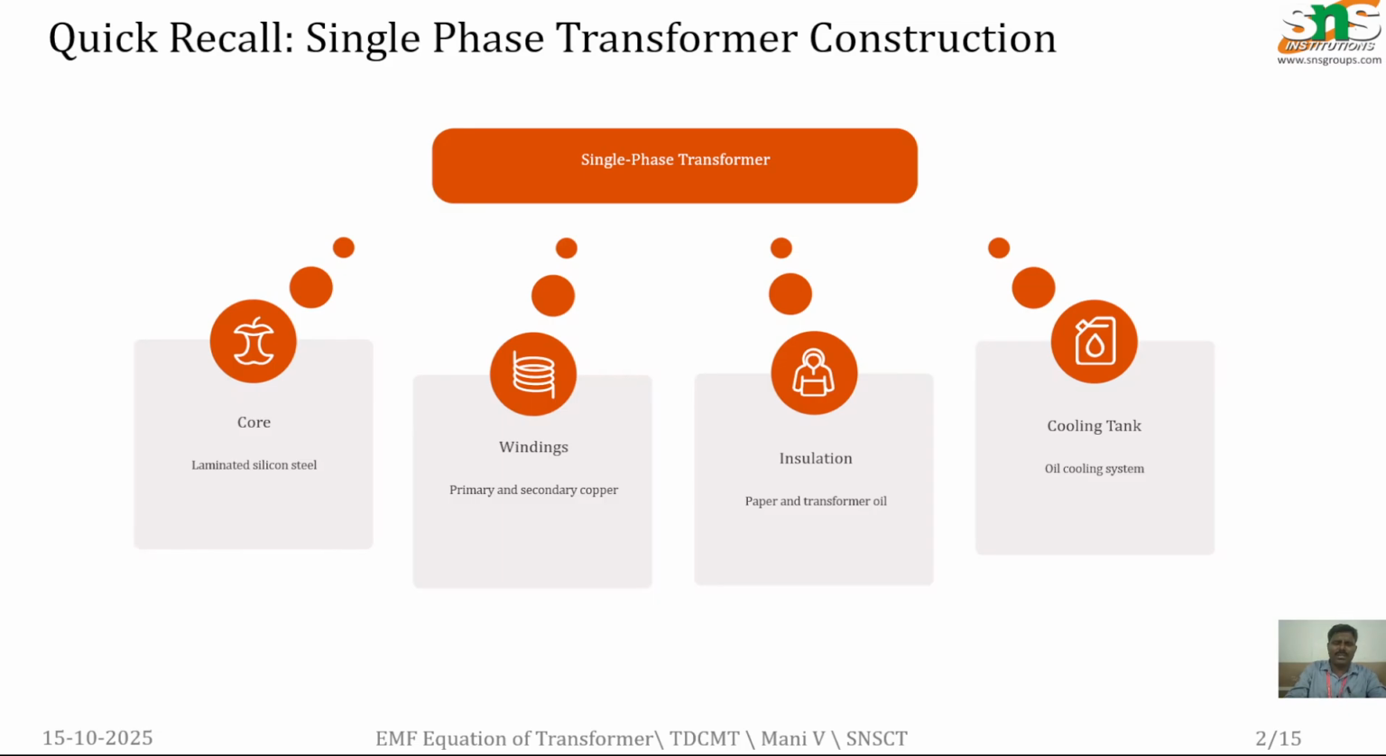Here, the construction parts: the transformer core is mainly made up of silicon steel, mainly to minimize the eddy current losses. The winding of the transformer has a primary winding and a secondary winding, made up of copper to minimize the variable losses, that is nothing but copper loss.